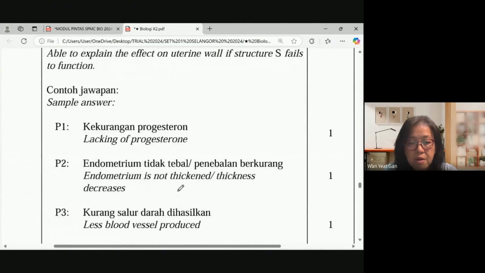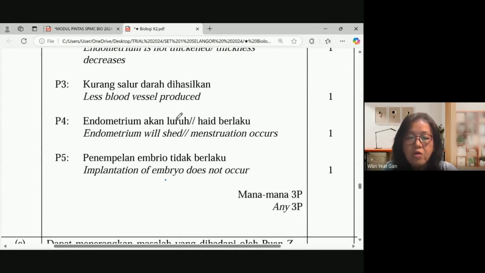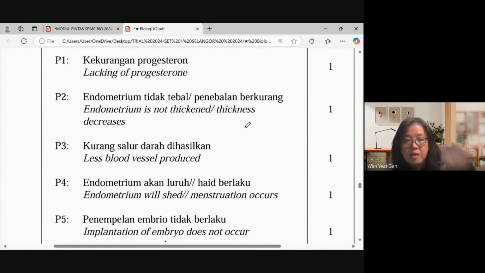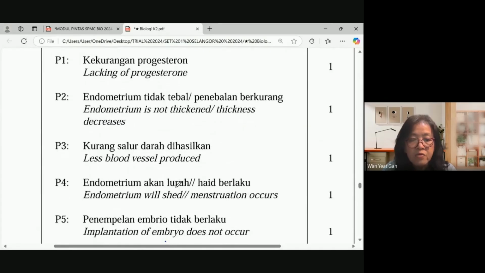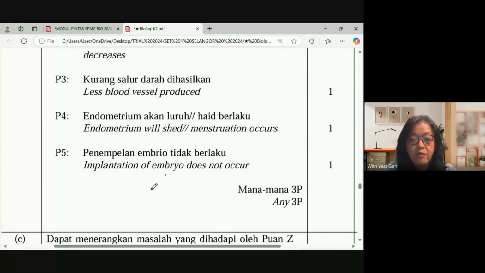there will be loss of a lot of the endometrium wall, it cannot be thickened anymore, because of lack of progesterone and estrogen. Corpus luteum does two things, secretes estrogen and progesterone, so the endometrium cannot be thickened. Since the endometrium cannot be thickened, there will be less blood vessel formed, so the endometrium will shed and menstruation will occur. Therefore, the implantation of embryo cannot occur.